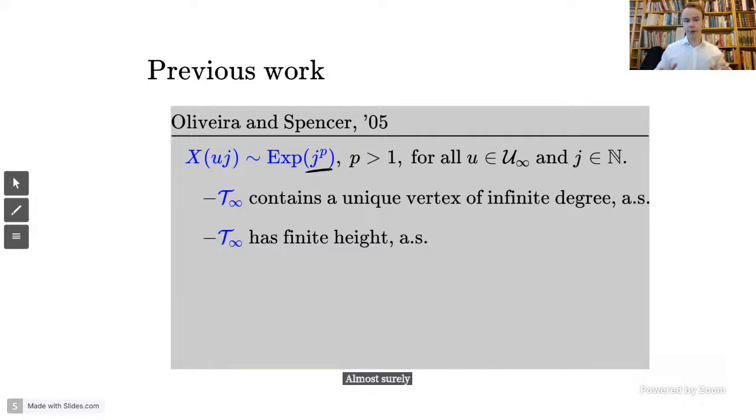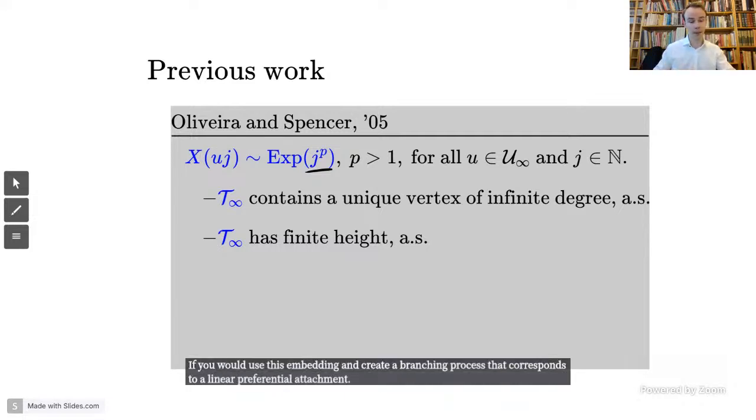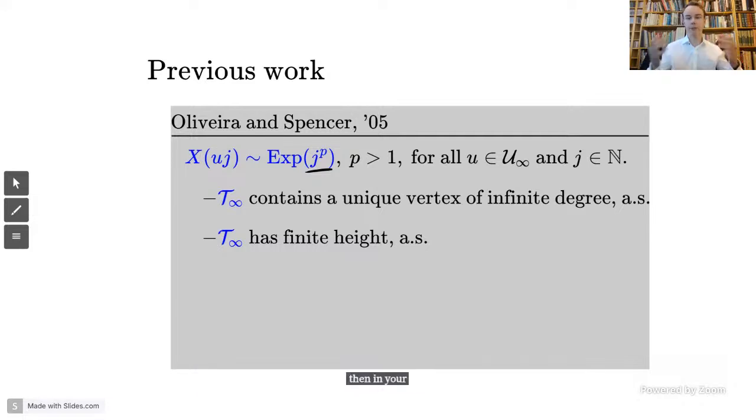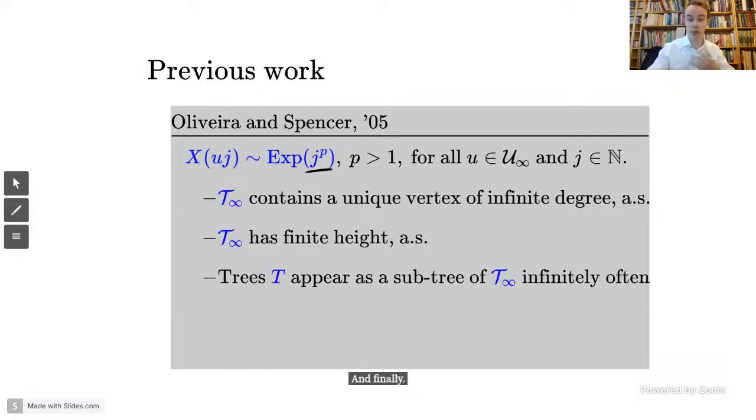This is very different from the linear setting that Marcel discussed. If you would use this embedding and create a branching process that corresponds to a linear preferential attachment, then in your infinite tree, every vertex will have an infinite degree, and you will have infinitely many paths that are infinitely long. But because we are now in this explosive regime, you really get completely different and very extreme behavior. And finally, they had some very detailed results on further substructures.